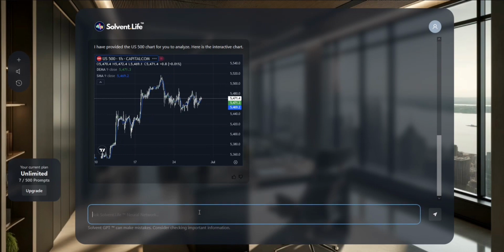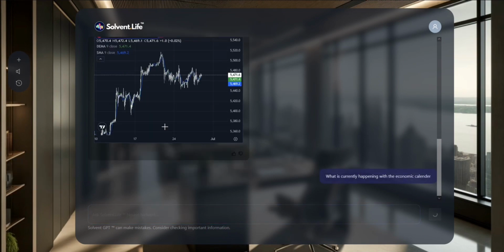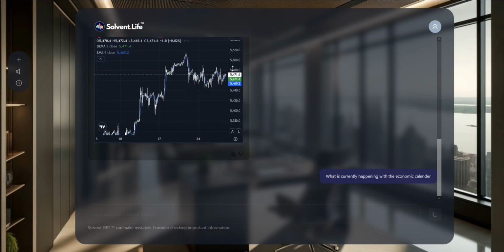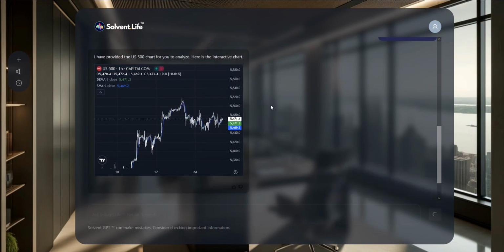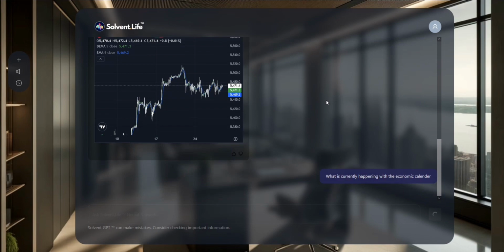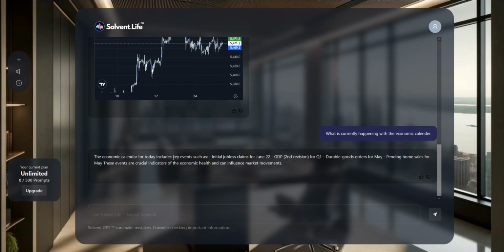So let's ask, what is currently happening with the economic calendar? It'll pull up the economic calendar based off of the US market specifically, because Solvent GPT essentially understands and remembers what you're saying and can make educated guesses based off of what you think. Currently the initial jobless claims are coming out for quarter one. Say, what's happening today?